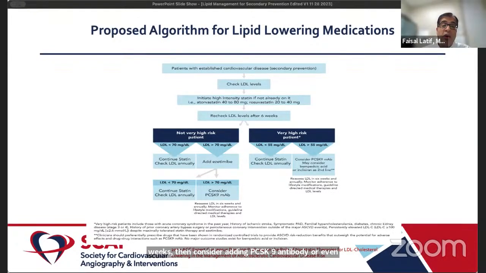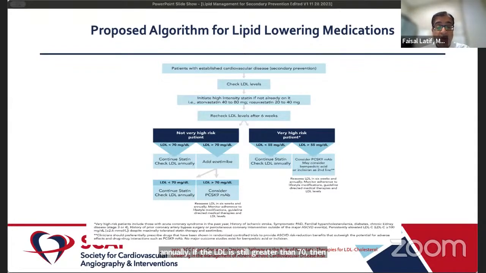In patients who are not at very high risk, if their LDL is less than 70, then you can continue statin and check LDL annually. In patients whose LDL is still above 70, then add ezetimibe. If their LDL gets to below 70, great, you can continue statin and ezetimibe and check their LDL annually. If the LDL is still greater than 70, then consider a PCSK9 inhibitor.